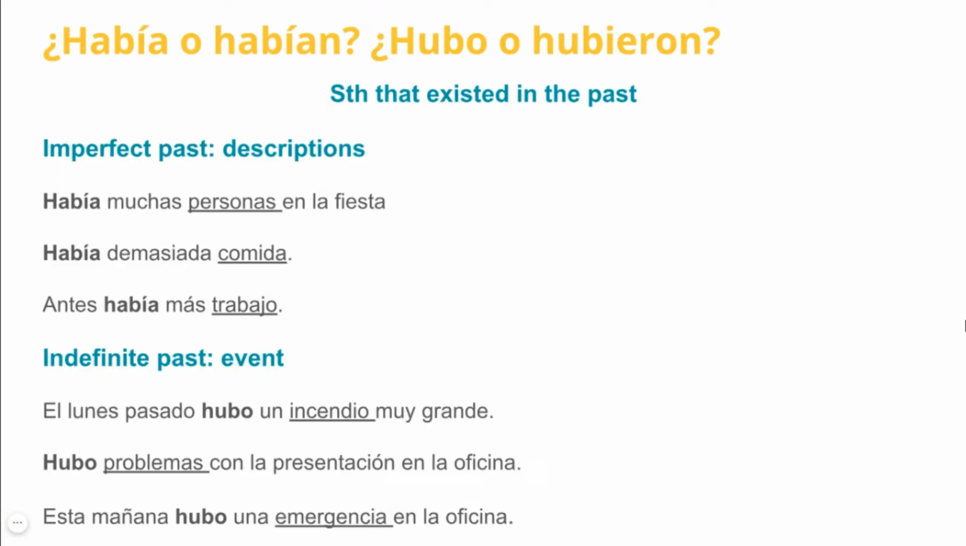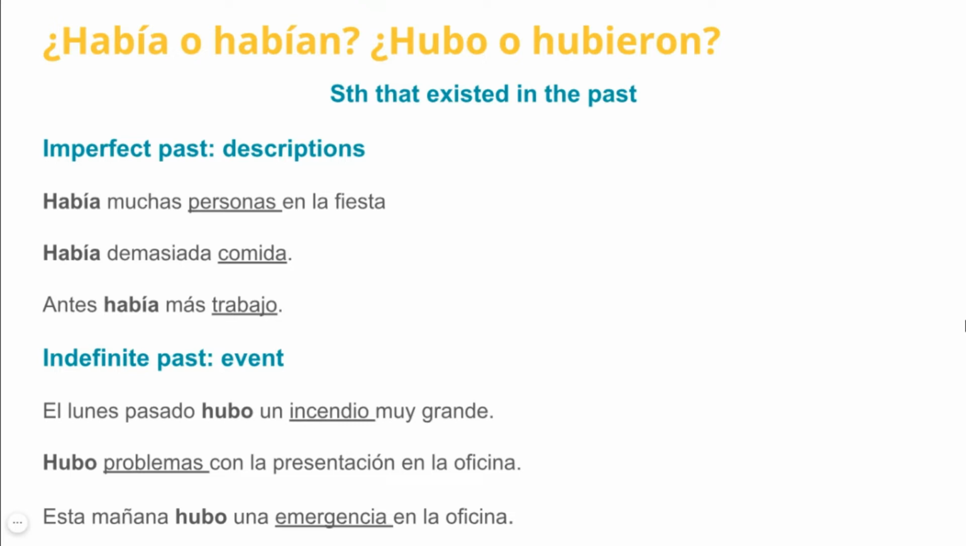Okay, so this is a very common question between the words había o habían, hubo o hubieron. So when we refer to something that existed in the past, we use había when we describe, and we use hubo when there was a past event. Yes, so let's have a look at the imperfect past for descriptions. Every time we want to describe something about the past, we use the word había. Have a look at the three examples.